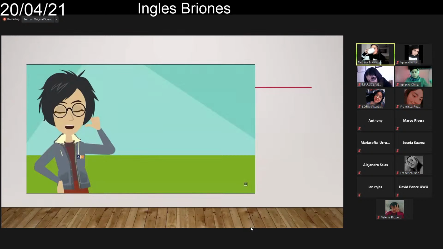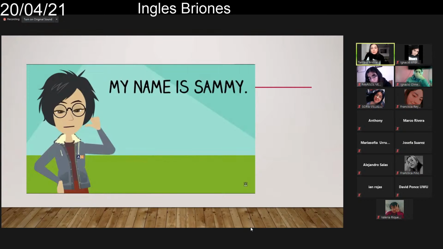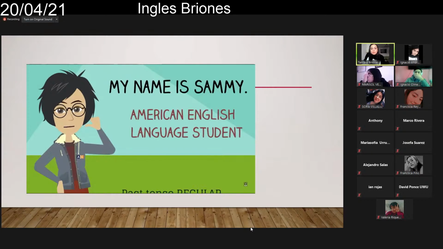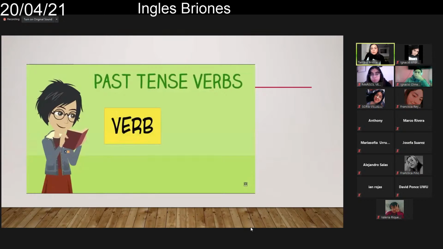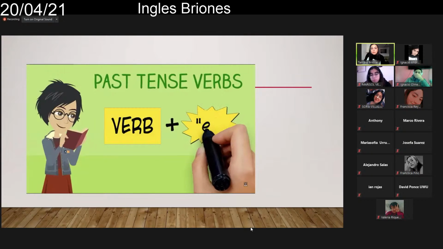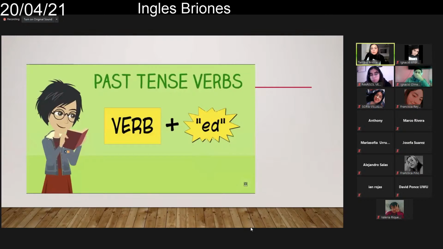Hello, welcome to pronunciation practice. My name is Sammy, and I am an American English language student. Today, we're going to practice pronouncing past tense sounds using regular verbs ending in ed. For regular verbs, we usually add ed to the end of the verb to make it past tense. The spelling is easy because you just add ed, but the pronunciation can be a little tricky.